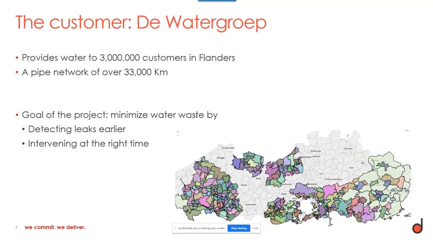Now, the water group, the customer. The water group, as you can see here on the map, provides water to almost 3 million customers in Flanders. It does this through a pipe network of more than 33,000 kilometers, which is actually one of the biggest in the world. And the goal of the project here is to minimize water waste by detecting leaks earlier and intervening at the right time.